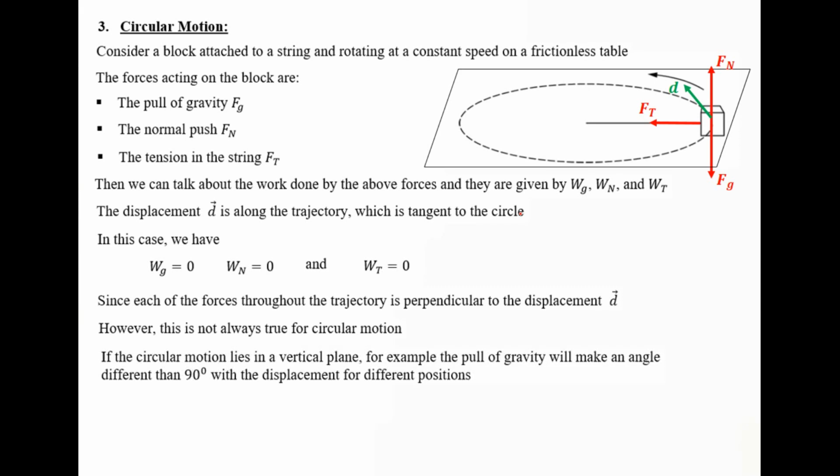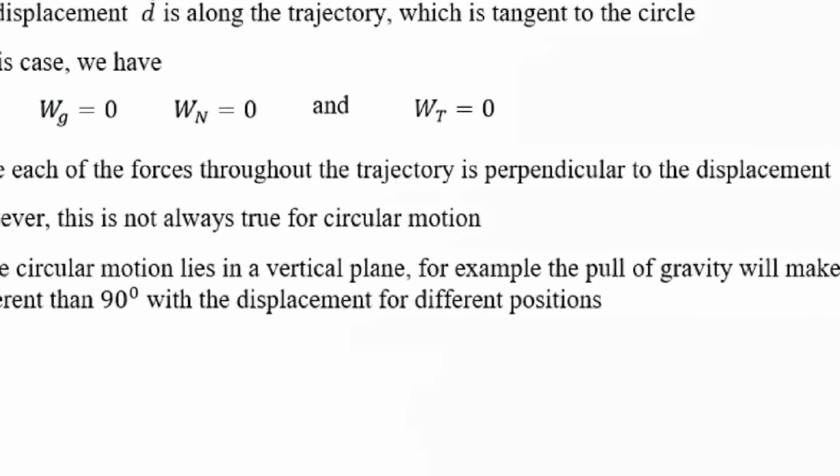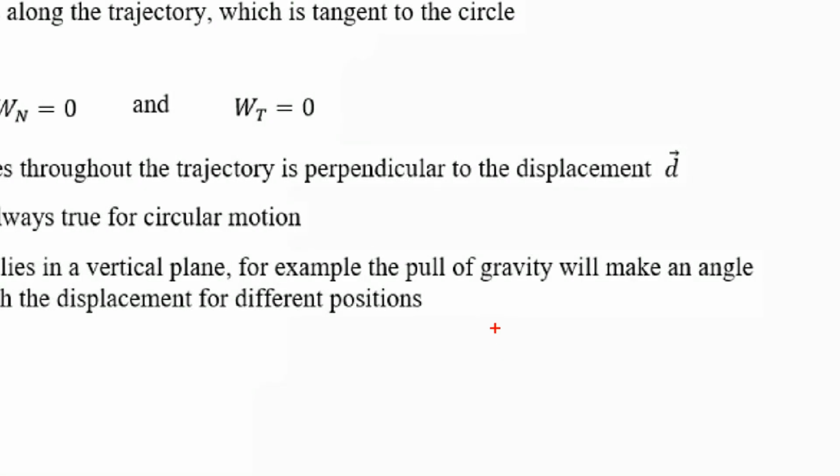If the circular motion lies in a vertical plane, for example, the pull of gravity will make an angle different than 90 degrees with the displacement for different positions. If we're talking about a vertical circle like this, and this is the string, and this bob here is performing circular motion, then we can say that the pull of gravity is down and the displacement would be tangent to the circle.